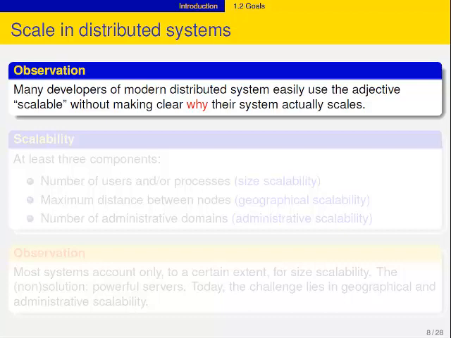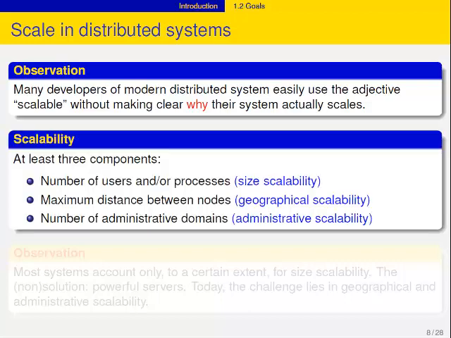Now, I want to talk a bit about scale and distributed systems. And after this, we can actually speed things up a bit. Many developers of modern distributed systems easily use the adjective scalable without making clear why their system actually scales. And I know it's very warm in this room, but now you really need to pay attention because this is a crucial thing in distributed systems. Now, when you think about scalability, there are at least three components. You can talk about size scalability, geographical scalability, and administrative scalability.